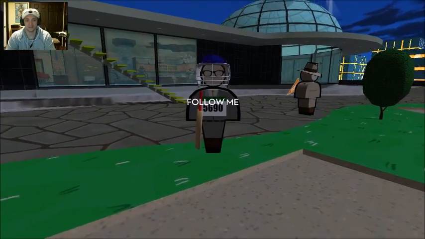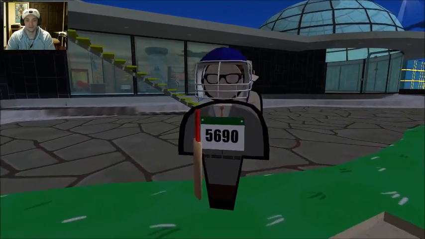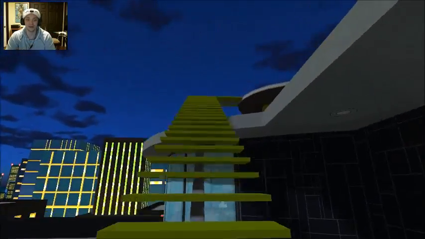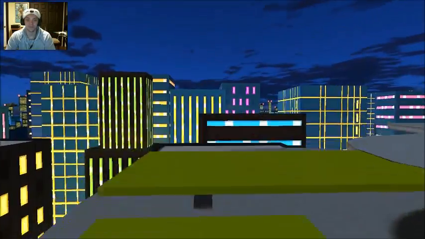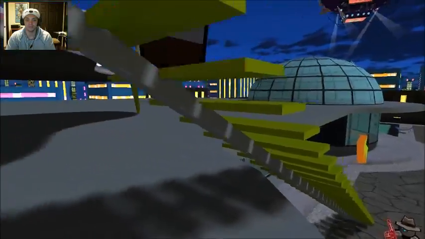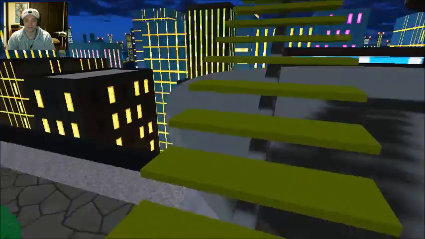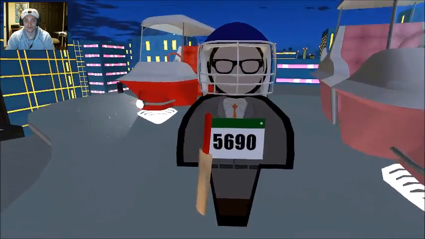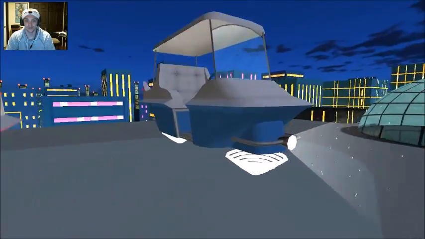Please follow me and let us begin the gauntlet. The gauntlet. Oh, now we go upstairs. Okay. What would be gauntlet? Oh. Wasn't supposed to fall down. Let's go this way. You may choose any golf cart you wish. This one.